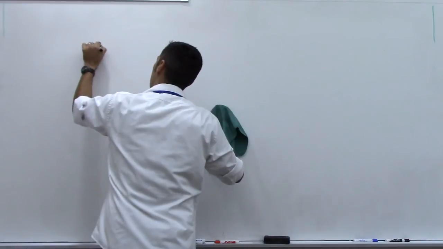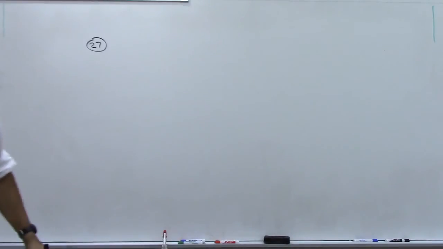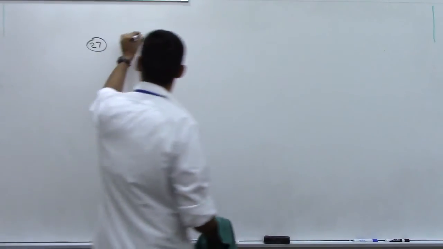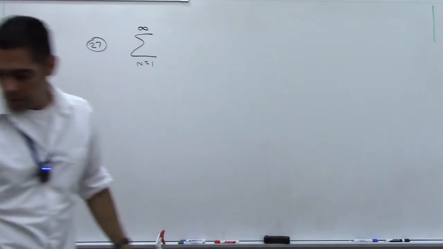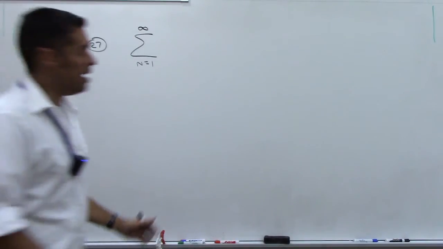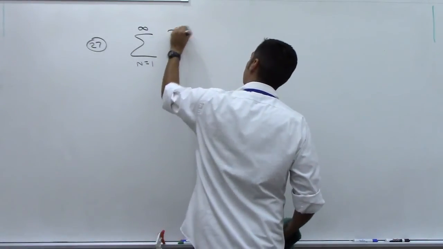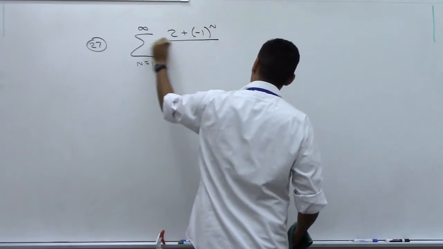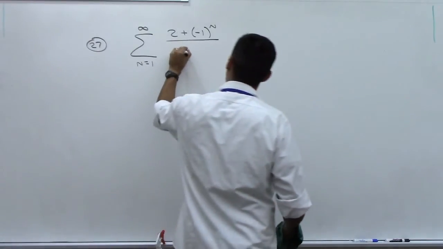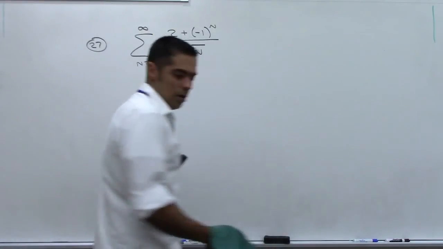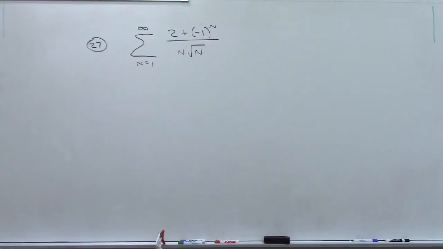27. Sum n equals 1 to infinity. I always have to check, because sometimes these don't start at 1, so you have to be a little careful. 2 plus negative 1 to the n over n root n. All right, we have an alternating series here. We haven't seen this before. It's the first time since we've started working with series that we saw a -1 up there.